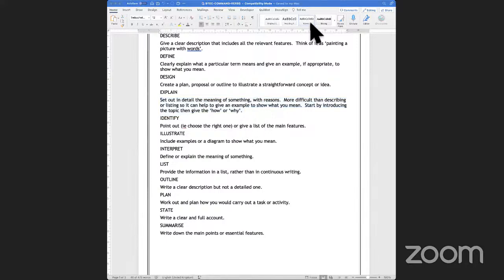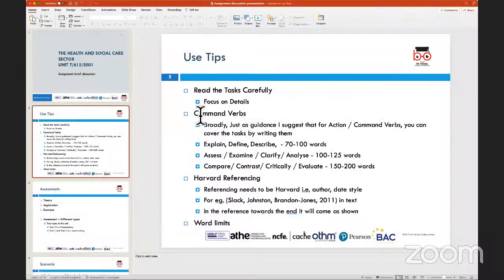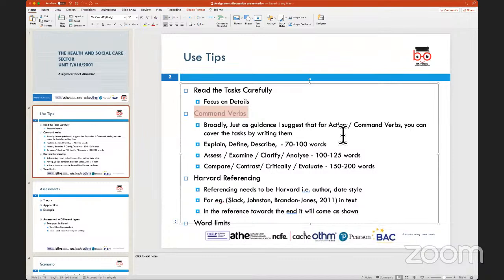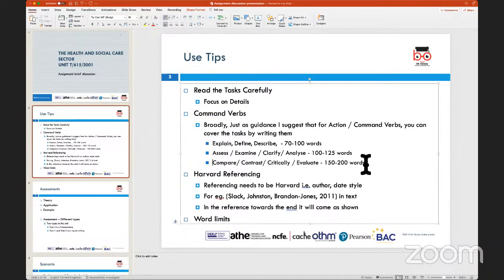Now, the second bit, so this document will also be available. Let's switch back to the presentation. Now, the second bit that I would say, and I've covered this, is you have to focus on command verbs. These are words which describe what action has to be done in order to achieve the task. And what I've done is I've briefly listed them here. If you have explain, define, and describe, these kind of words, which are generally pass command verbs, you're expected to write between 70 to 100 words. If you have assess, examine, clarify, analyze, or explain in detail, then you're writing about 100 to 125 words minimum to be able to achieve that task.